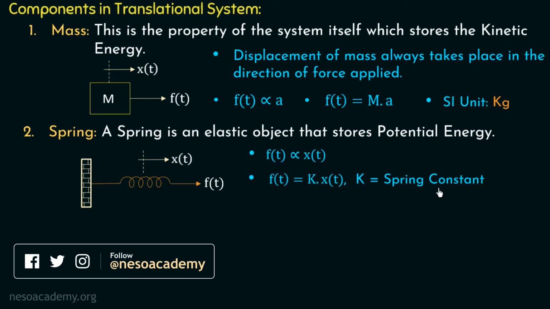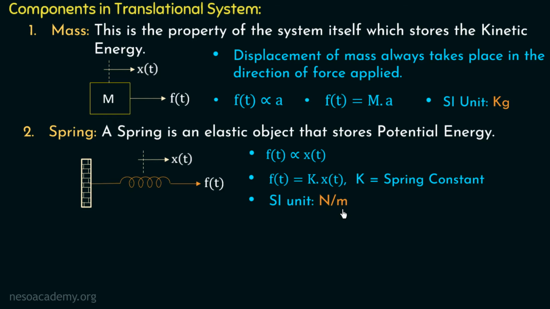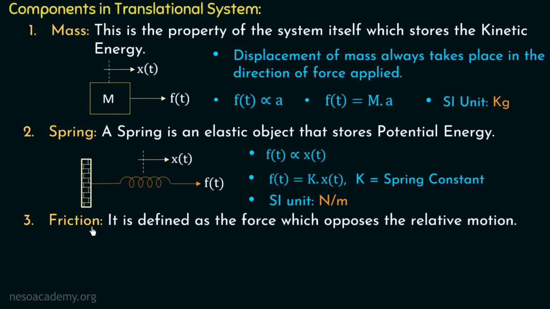The spring constant is unique for a particular spring and it defines the stiffness of the spring. And the unit of spring constant is Newton per meter. In this way, we are done with the discussion on the second component, which is the spring. We will now move on to the third component, which is friction. It is defined as the force which opposes the relative motion.